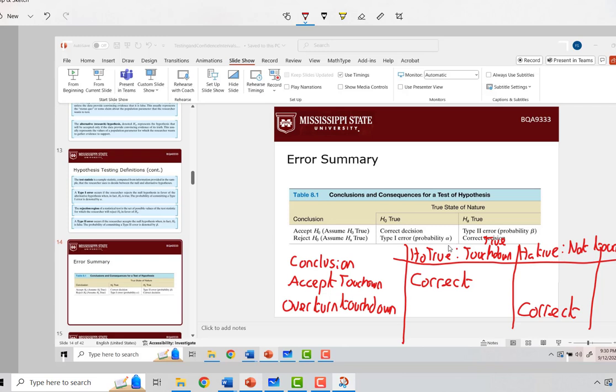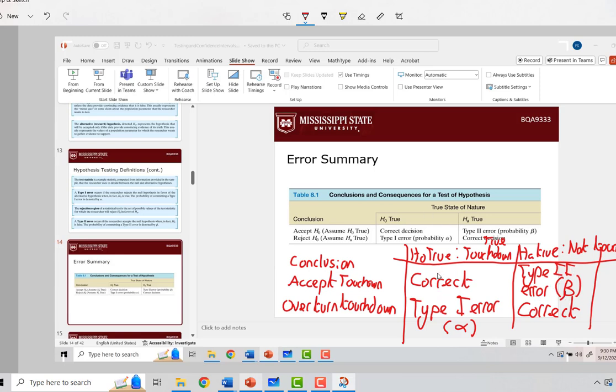However, if it is a touchdown, H0 is true, but we overturn it, then we've made a type 1 error. And conversely, if it's not a touchdown, but we accept it, we don't overturn it, I get fired as a referee, and also we've made a type 2 error. Now notice that the probability of a type 2 error is called beta and the type 1 error alpha. Don't worry about the beta yet, we'll cover that in a few weeks' time.